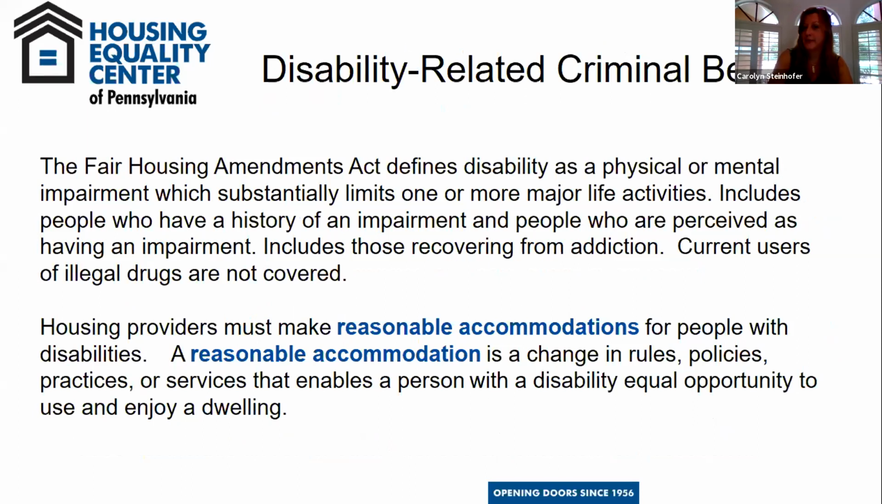So there's also a disability component to this that you should be aware of. The Fair Housing Amendments Act is a very broad act which defines disability very broadly as a physical or mental impairment that substantially limits one or more of a person's major life activities. And major life activity is walking, talking, seeing, hearing, breathing, working. But it also includes people who have a history of an impairment and people who are perceived as having an impairment. And that includes those recovering from addiction. Now remember, current users of illegal drugs are not covered. But the Fair Housing Amendments Act requires housing providers to make reasonable accommodations for people with disabilities. A reasonable accommodation is a change in a rule, policy, practice, or service to enable a person with a disability equal opportunity to use and enjoy a dwelling.